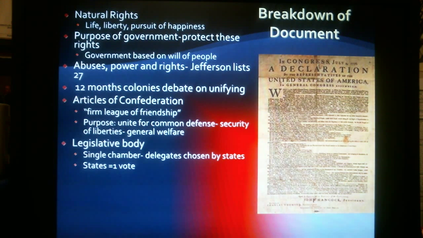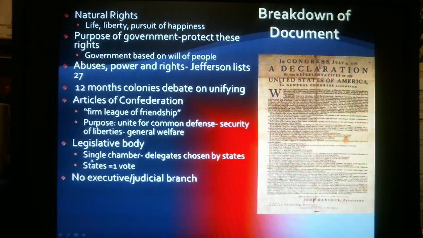But the main purpose here was to unite for common defense. That's what you want to make sure you get down. Circle, highlight, star, whatever. Unite for common defense. They wanted to stay together so that no country could come in and take them over. That was the greatest fear after the colonists were able to overthrow England and become an independent country. So for security, they decided to do this. Also, the second reason was for the general welfare of the people living in that society at the time.